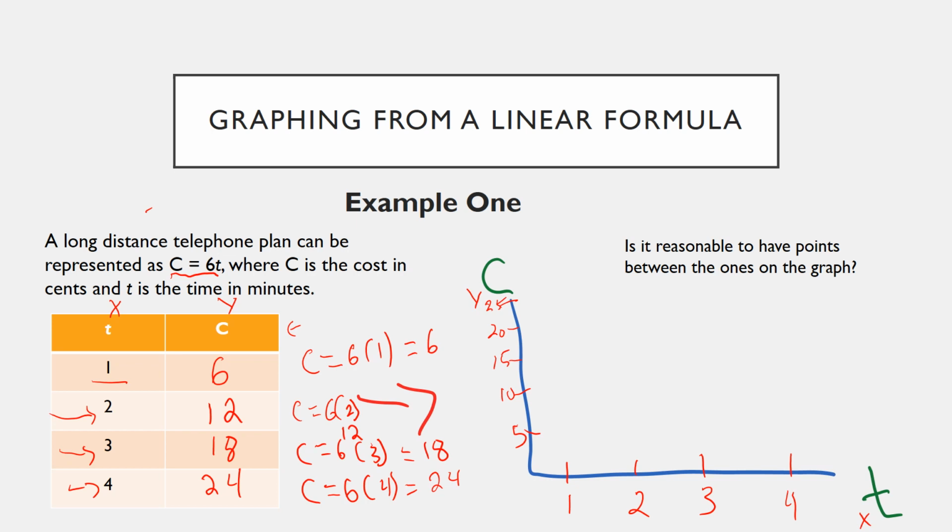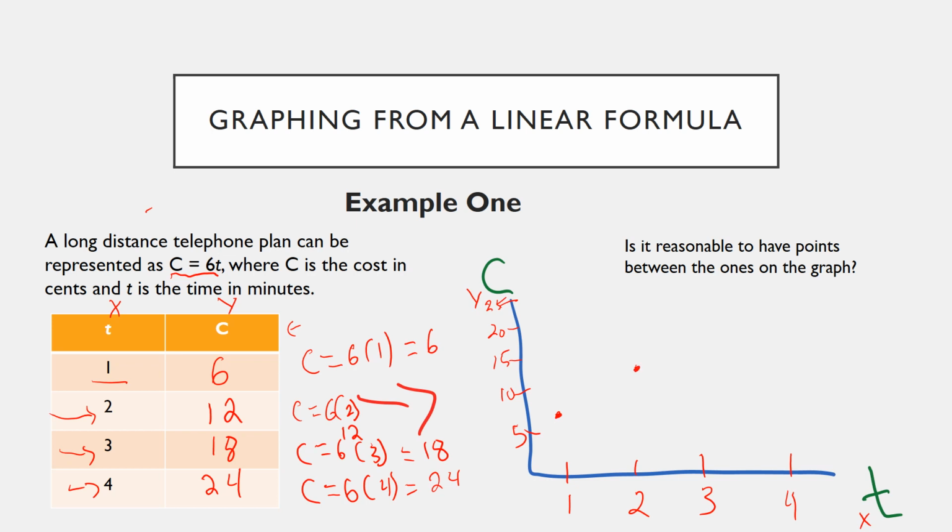Now we've got that, the last thing we have to do is just plot our points. So we look at our t value at 1, and our next value is 6. So 1 and 6 would be right just above the 5 there. Our second value for t is 2, which gives 12, so we're going to move up and go just above the 10 there.